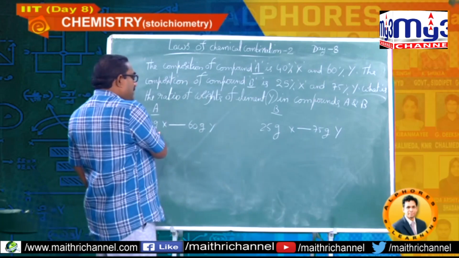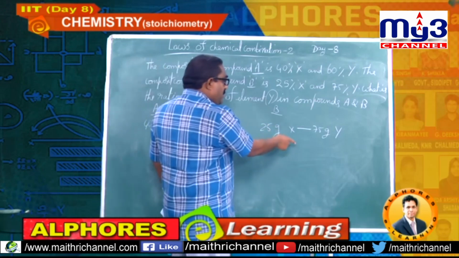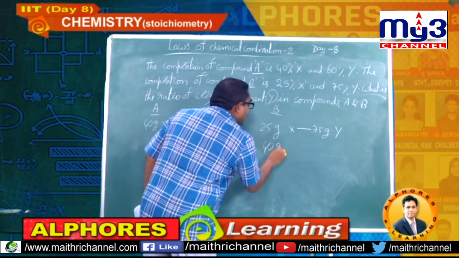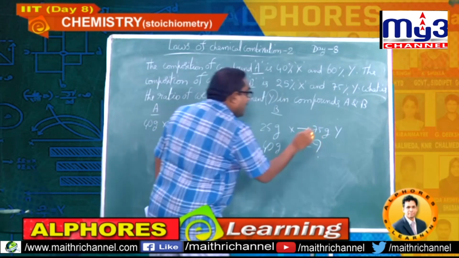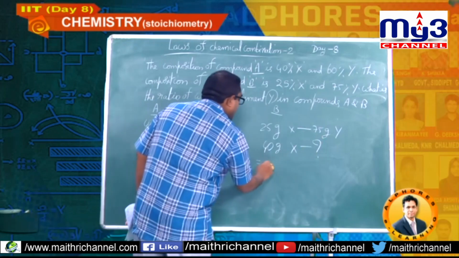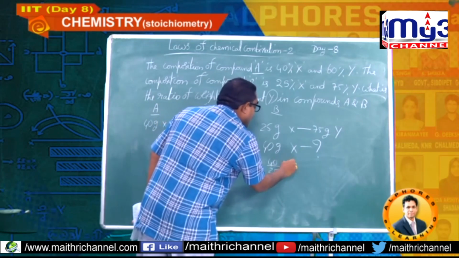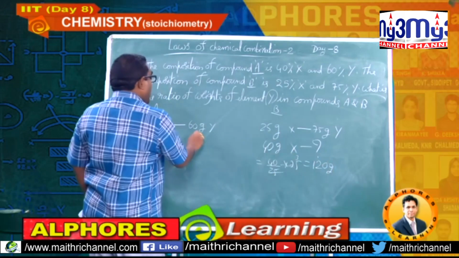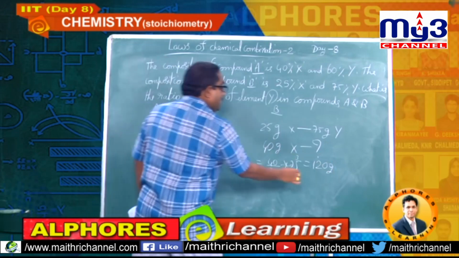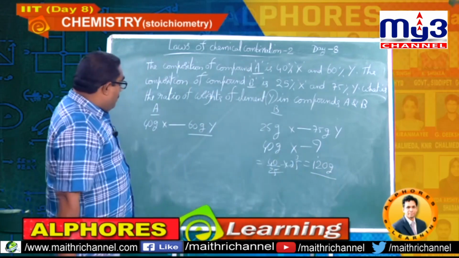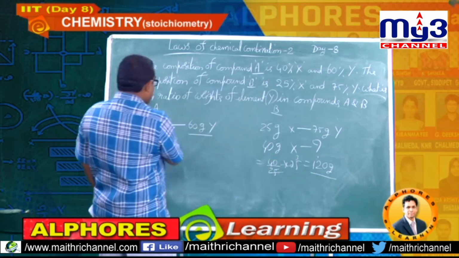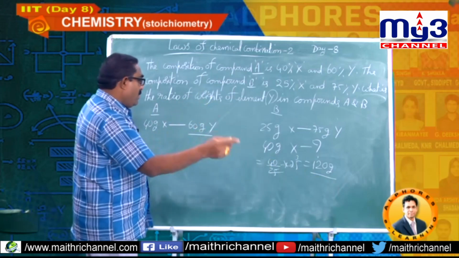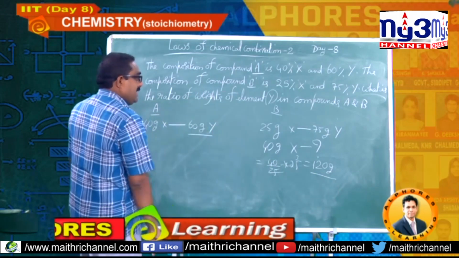So here 40 grams of X, 60 grams of Y, but actual composition of B is 25 grams of X, 75 grams of Y. If I calculate here also for 40 grams of X, what is the mass of Y? Let me calculate first. 40 by 25 into 75, that is 120 grams. Now apply the law of multiple proportions. For a fixed mass of one element, the mass ratio of the other element is a simple whole number ratio. That's what exactly he is asking.